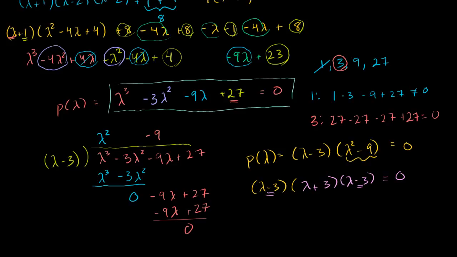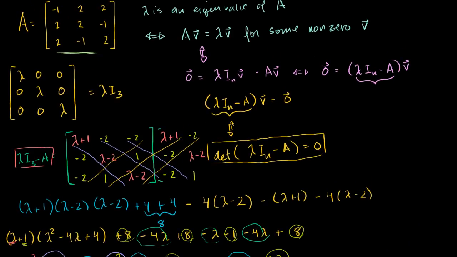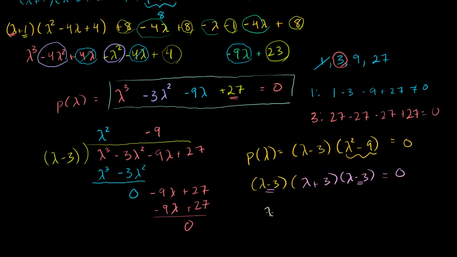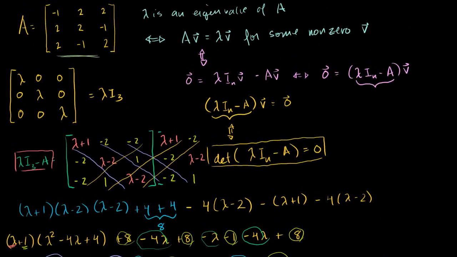So the possible eigenvalues of our 3 by 3 matrix A that we had way up there, this matrix A right there, are lambda equal to 3 or lambda equal to minus 3. Those are the two values that would make our characteristic polynomial, or the determinant for this matrix, equal to 0, which is a condition that we need to have in order for lambda to be an eigenvalue of A for some non-zero vector v. In the next video, we'll actually solve for the eigenvectors now that we know what the eigenvalues are.